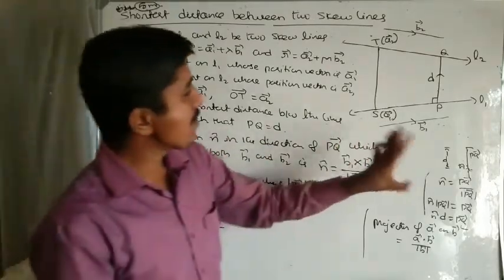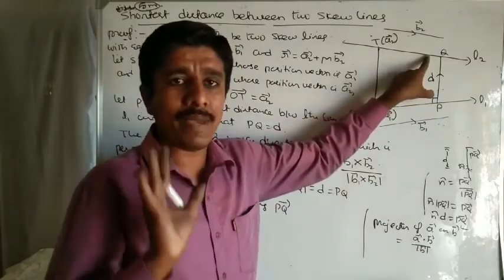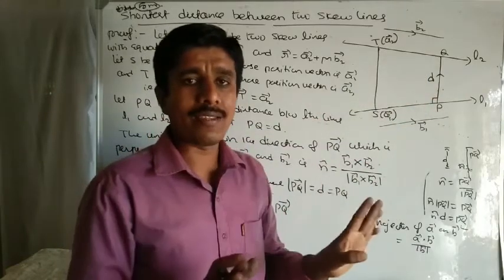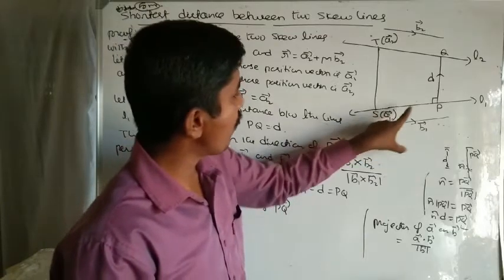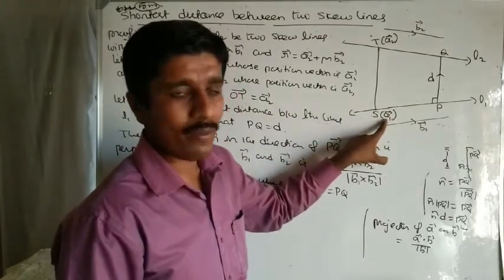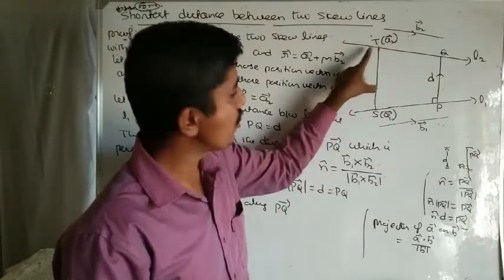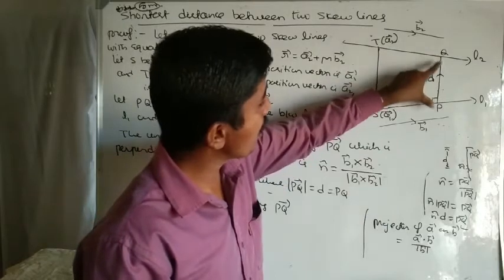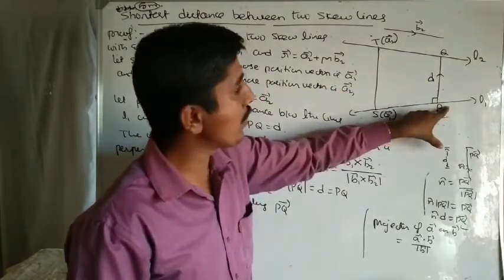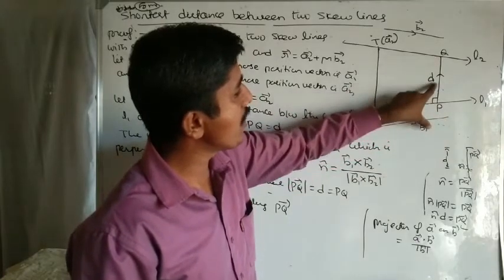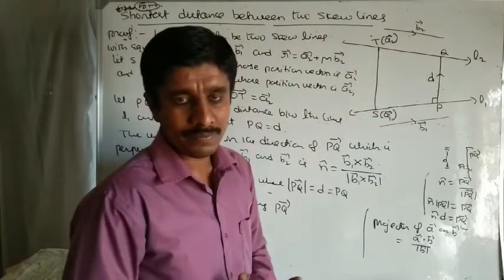Consider two lines L1 and L2. Clearly these two lines are skew lines in space, because they never intersect and are never parallel. Take S as a point on L1 whose position vector is vector A1, and T as a point on the second line whose position vector is vector A2. Join ST. Take PQ, which is perpendicular to both lines L1 and L2, with distance d. We have to find the shortest distance between the two lines L1 and L2.